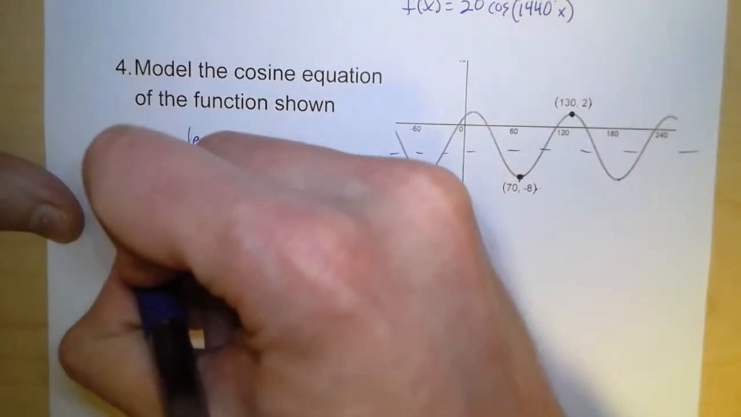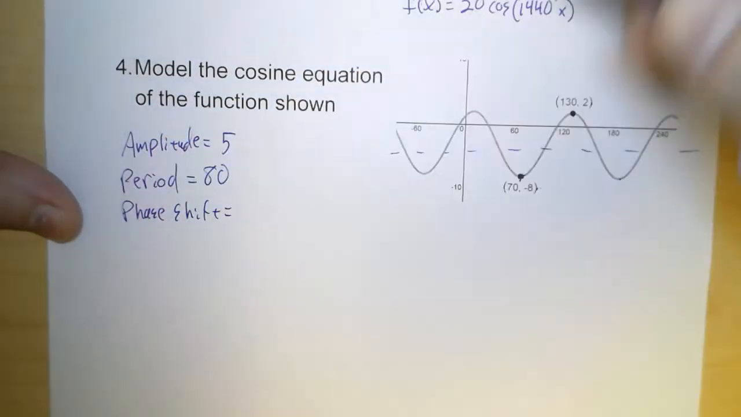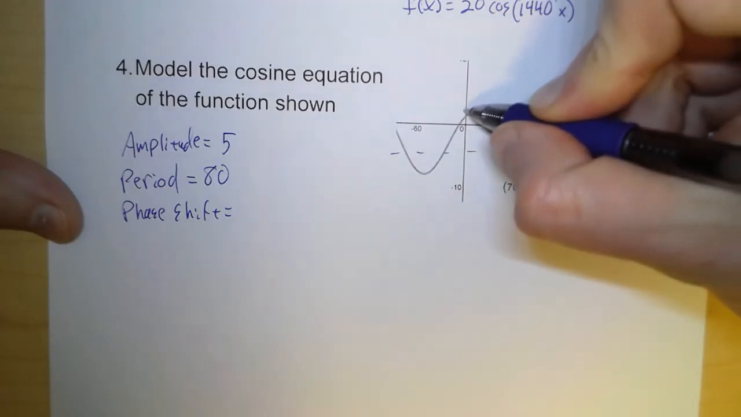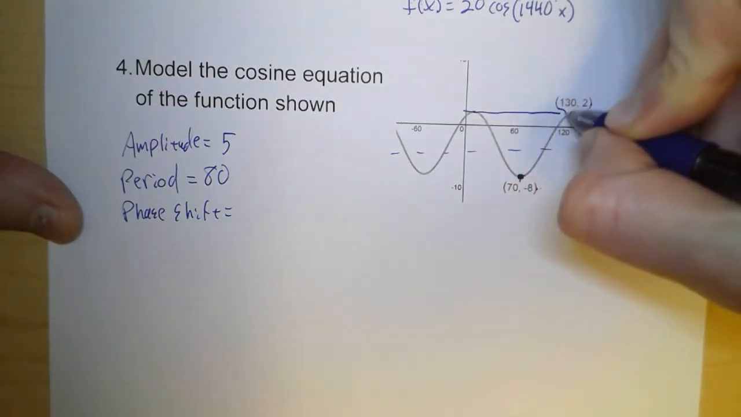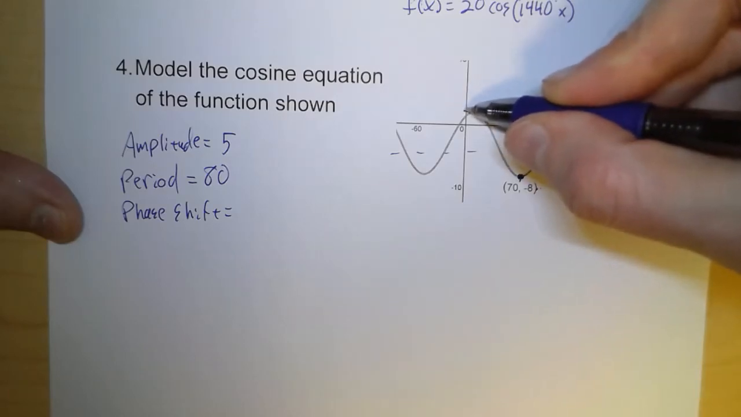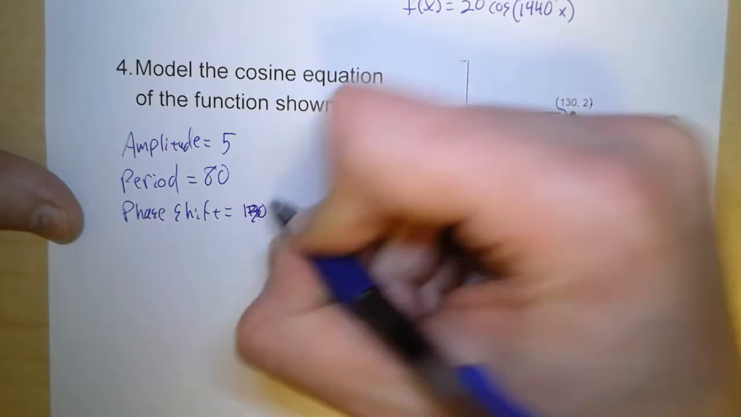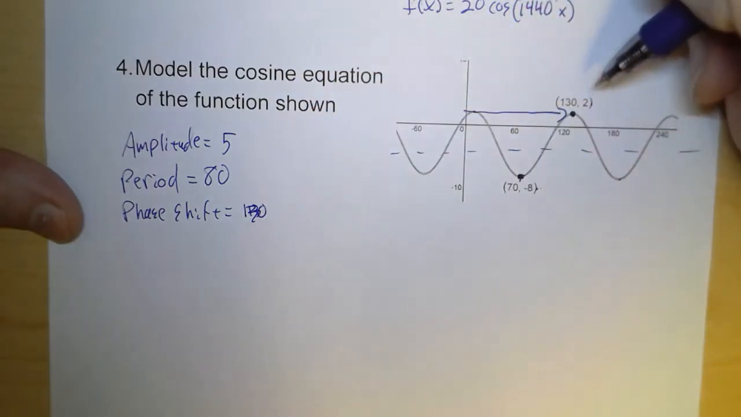And then our phase shift. Now let's just use the point that's labeled. We could pick this point, but it's not labeled. We're just going to use this point and say that this is where it should have started, and it should be over here. It just got moved over, and it got moved over 130 units sideways.